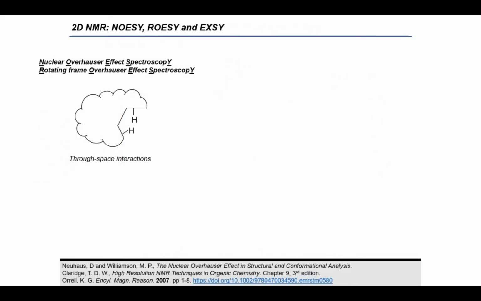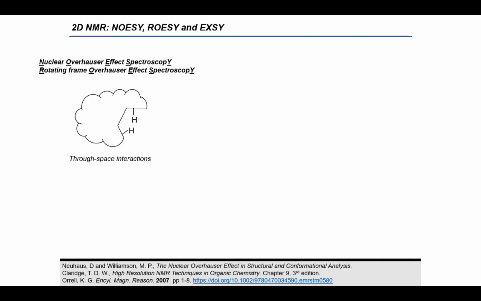A slightly different variation on 2D NMR is what we call NOESY. I'm also going to in a second talk about ROESY and XY, which are some variations on similar concepts. So NOESY stands for Nuclear Overhauser Effect Spectroscopy, and ROESY is Rotating Frame Overhauser Effect Spectroscopy. And both of these essentially use the same concept in slightly different pulse sequences, but we can consider them being very similar to each other.